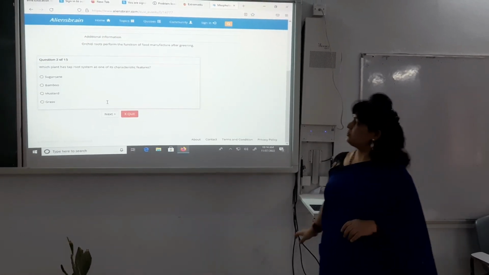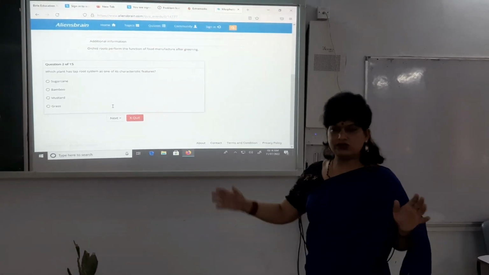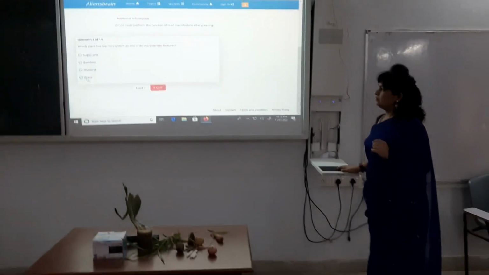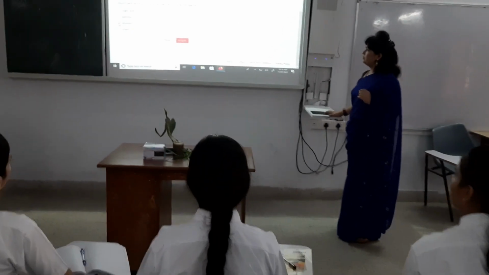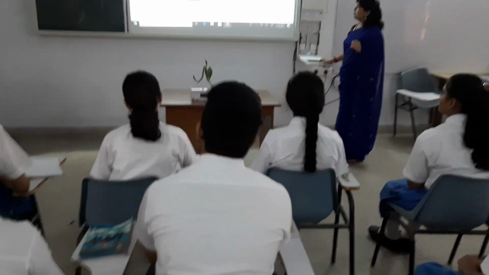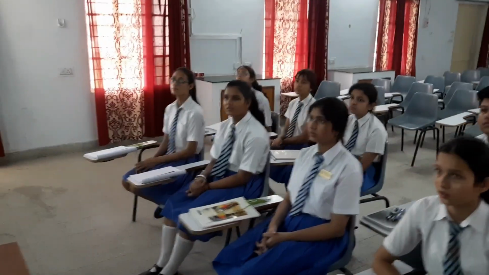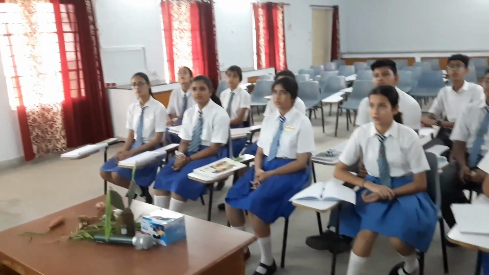Which part of the root system has this as one of its characteristic features? This you can answer easily. Quick. Mustard. Okay, loudly. Mustard. Very good. Let us move to the next question. The answer is correct. What are the roots through which halophytes exchange gas called?